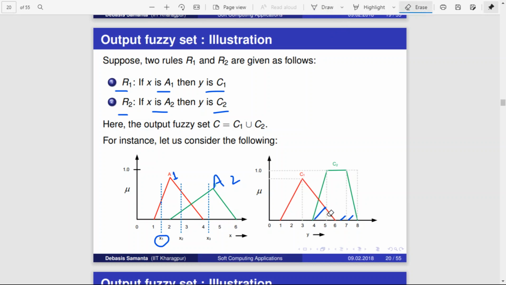Similarly, if you take X3, it is only intersecting with A2. So if you draw a parallel line for C2, it is coming here. So it will take only this part of the values, right? It will take only this part of the value. So this is how it works, and this is what is explained here.